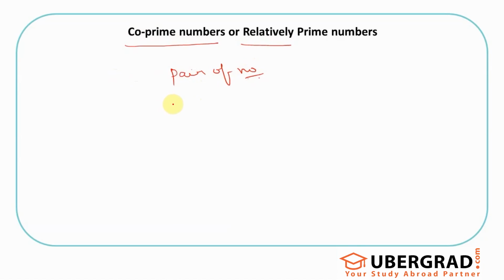So let's look at numbers like 3 and 4. They are coprime, actually. So how do I check if two numbers are coprime? The common factors among these two should be only 1, nothing else. What are the factors of 3? 1 and 3. For 4, I have 1, 2, and 4. See, 1 is the only common factor I'm seeing, right?